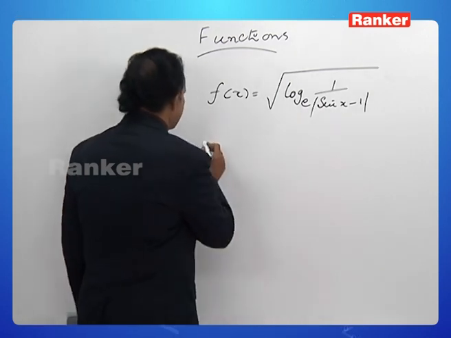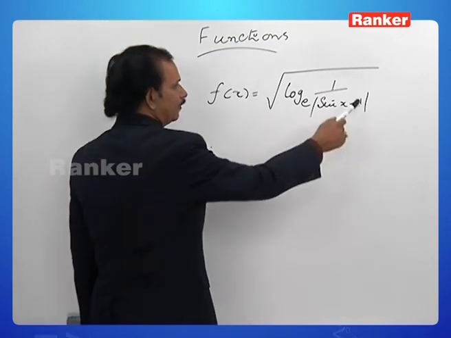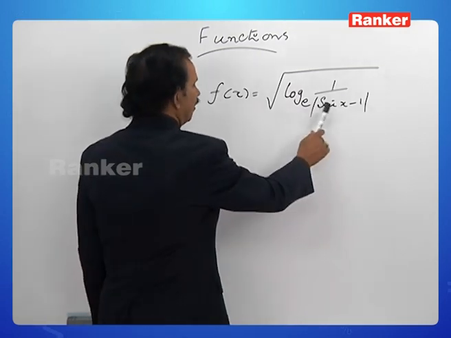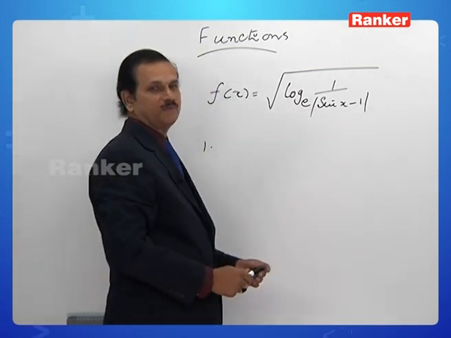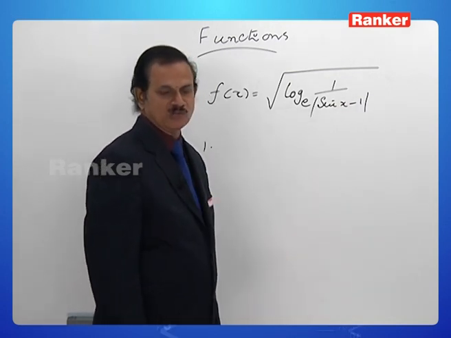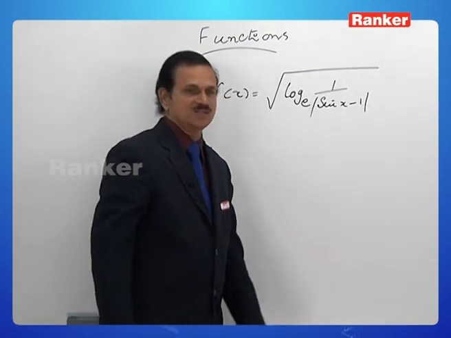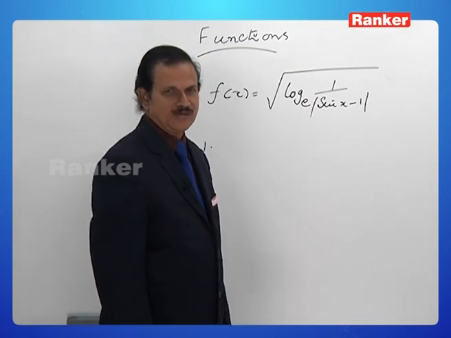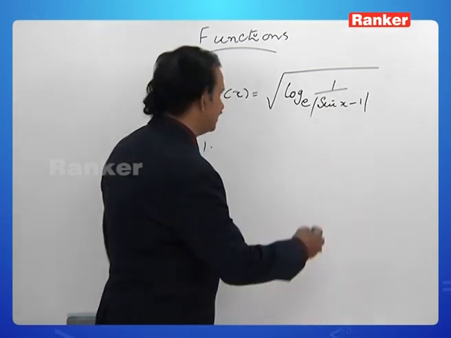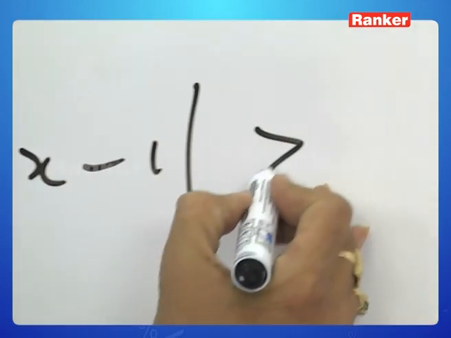The first precaution that you may have to take is, a logarithmic function is there, so the quantity inside the logarithm must be strictly positive. That is, mod sin x minus 1 must be strictly positive. We all know that modulus of a real number is always non-negative. Therefore, mod sin x minus 1 is greater than or equal to 0. No doubt, here we have to see that mod sin x minus 1 is greater than 0.